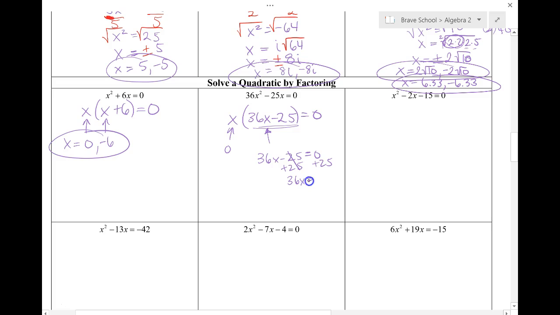36x equals 25. Then divide both sides by 36. x equals 25 over 36. Now there's no common factor between 25 and 36, so I can't reduce that fraction. So that's my root. So then the roots are 0 and 25 over 36. Okay? Okay, now the next one.